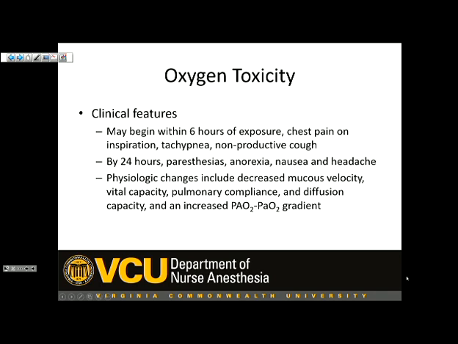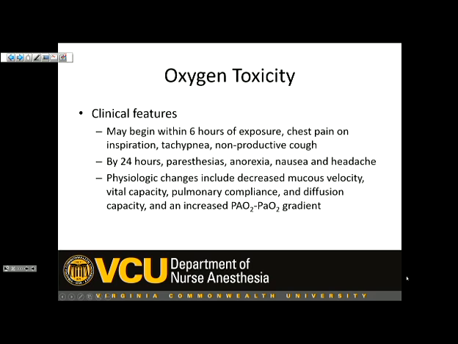What does this look like? One of the surprising things about this is, I think intuitively we imagine, because we give oxygen so freely in the hospital setting, that this would take really, really high exposure or very prolonged, greater than 24, 48 hours on 100% FiO2, and that's not the case. You may see manifestations of this very early, within 6 hours of exposure.